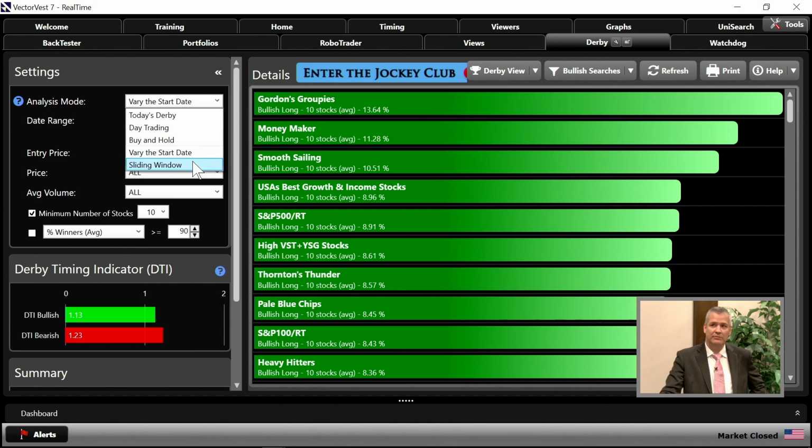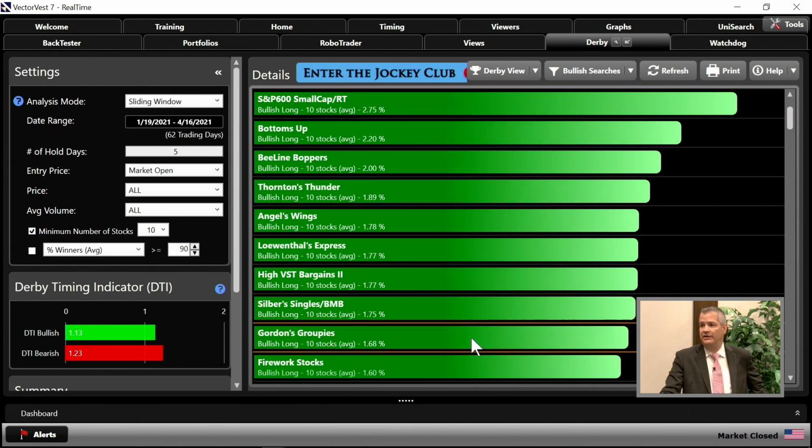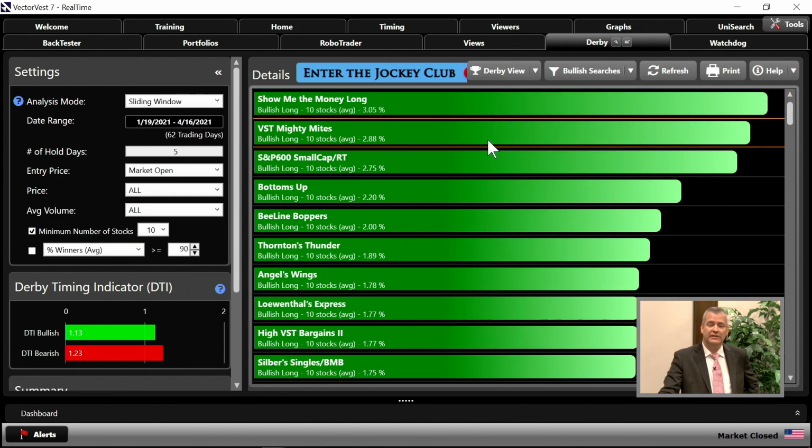Okay, very simple. I go to sliding window, I have to go down a bit, but we'll find it. Gordon's Groupies is right here. 1, 2, 3, 4, 5, 6, 7, 8, 9, 10, 11. You'd have to have another strategy in here with a score lower than 12. 1 plus 11 is 12. See what I mean?